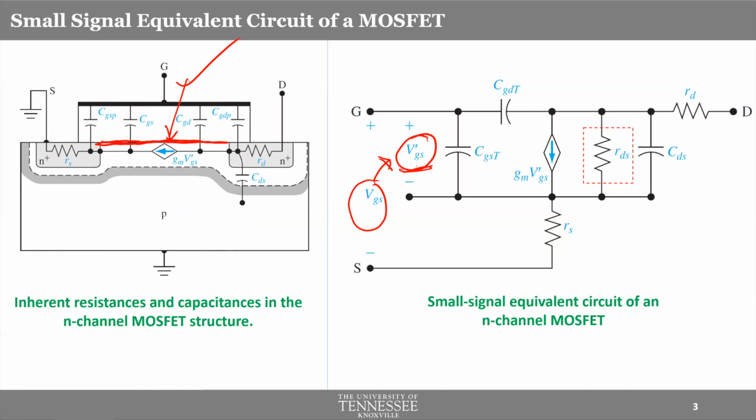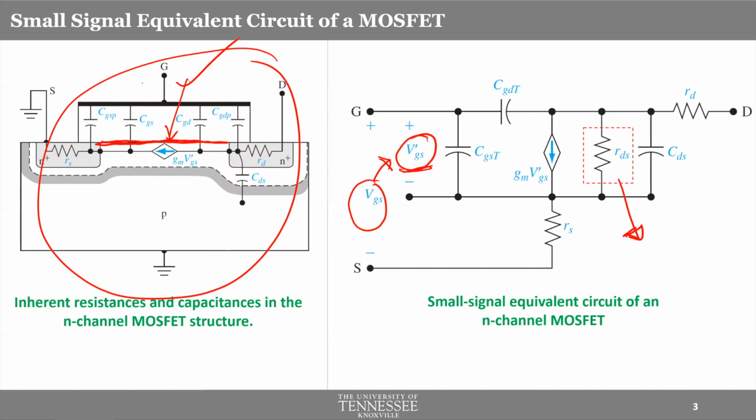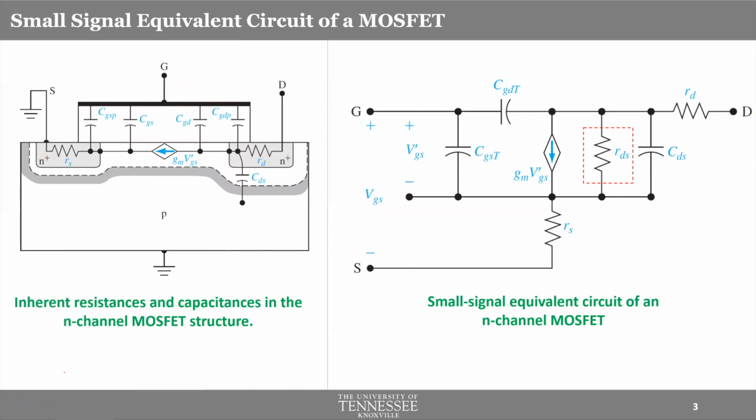Okay, so it appears that we have covered almost everything but one, and that's marked with this red rectangle, and that is RDS, which is not shown in this figure, in this MOS structure. And we will talk about what RDS is in a little bit more detail. Just keep in mind that we haven't talked about that here, right? We will talk about it soon.